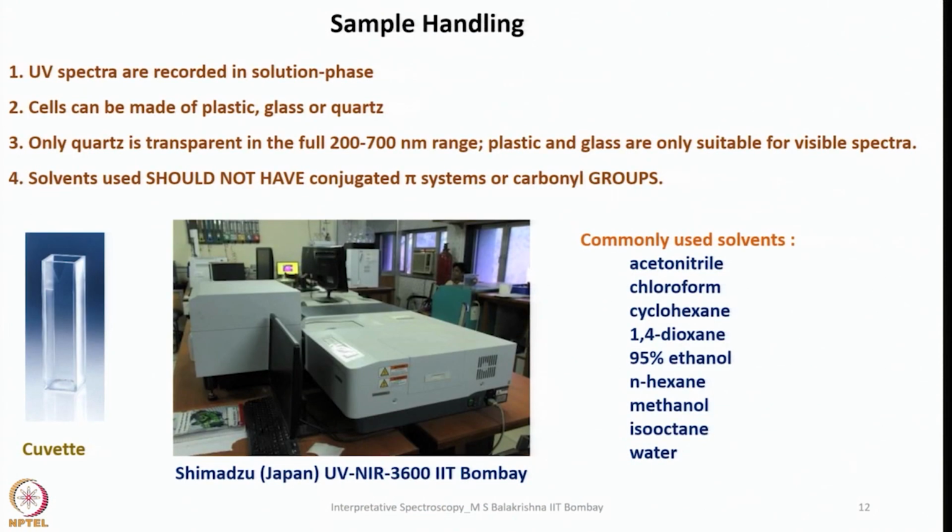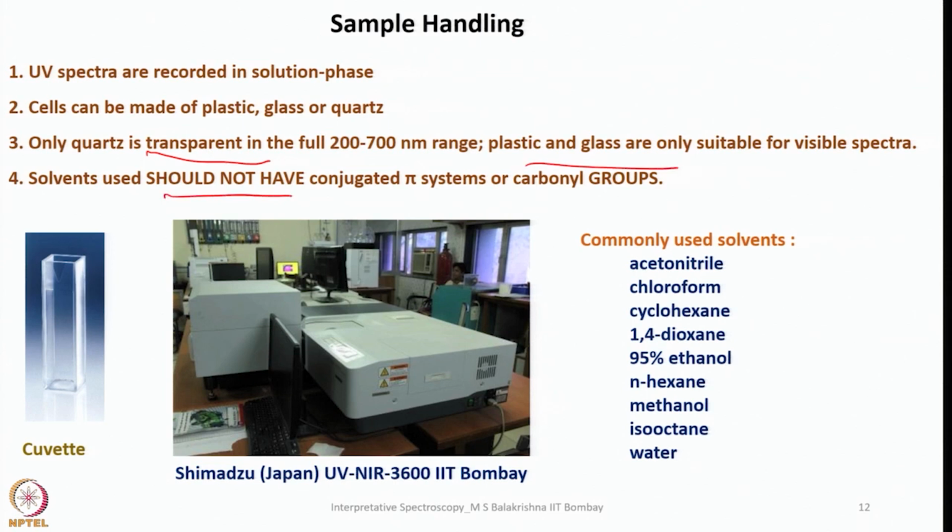The sample handling is also very, very important in any measurement for that matter. So here UV spectra are recorded in solution phase. Cells can be made of plastic, glass or quartz. Preferably quartz should be used, because only quartz is transparent in the full 200 to 700 nanometer range. Plastic and glass are only suitable for visible spectra.